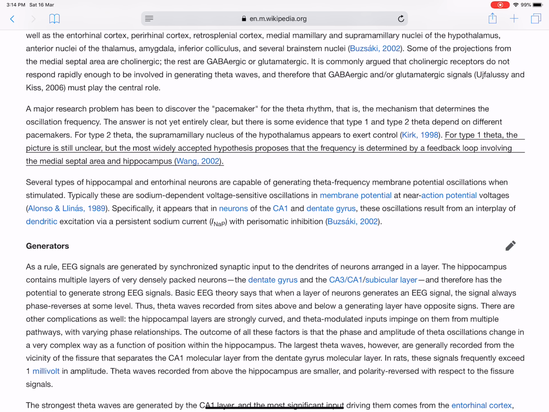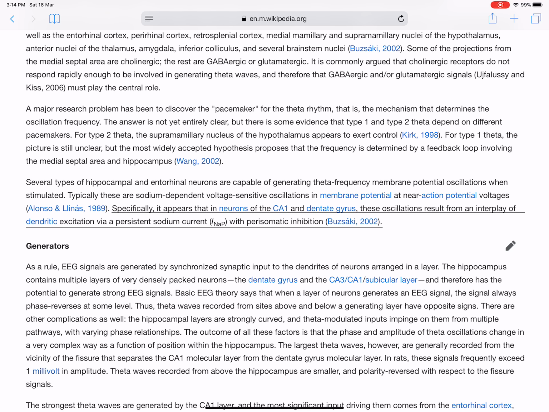(Wang, 2002.) Several types of hippocampal and entorhinal neurons are capable of generating theta frequency membrane potential oscillations when stimulated. Typically these are sodium-dependent voltage-sensitive oscillations in membrane potential at near-action potential voltages. (Alonso and Llinas, 1989.) Specifically, it appears that in neurons of the CA1 and dentate gyrus, these oscillations result from an interplay of dendritic excitation via a persistent sodium current, INaP, with perisomatic inhibition.